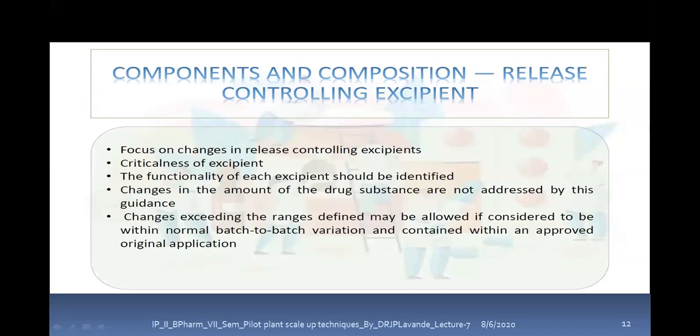The criticalness of the excipients is important. The functionality of each excipient should be identified, and the changes in the amount of the drug substance are not addressed by this guidance. Changes exceeding the ranges defined may be allowed if considered to be within normal batch to batch variation and contained within an approved original application.